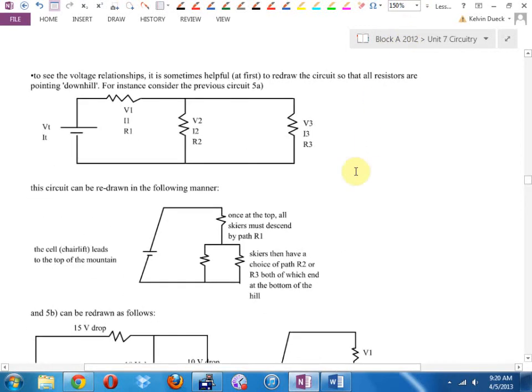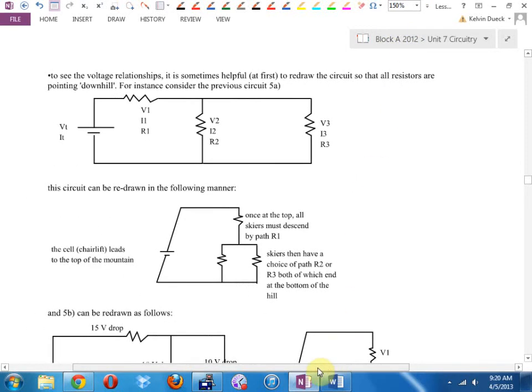My friend who typed this up says, to see the voltage relationships, it's sometimes helpful at first to redraw the circuit so that all resistors are pointing downhill. For example, consider the previous circuit. You could, if you wanted to, really flog the ski hill analogy to death. You could say, here's my chairlift. Everyone goes down the first hill, shake hands and split up, meet up at the bottom.